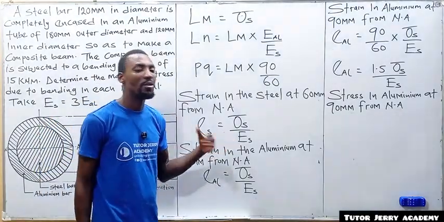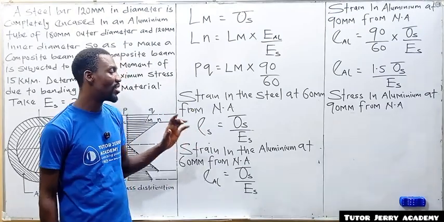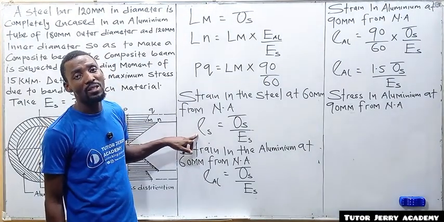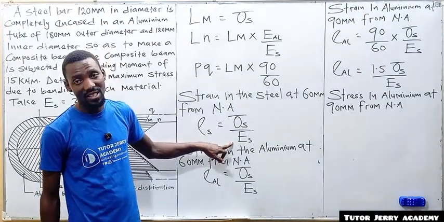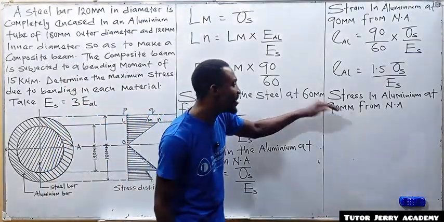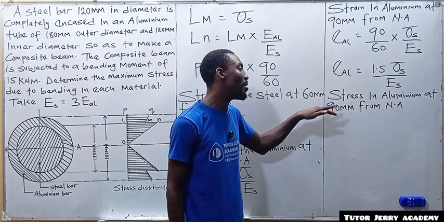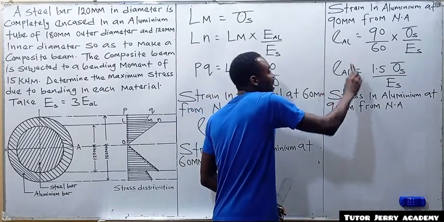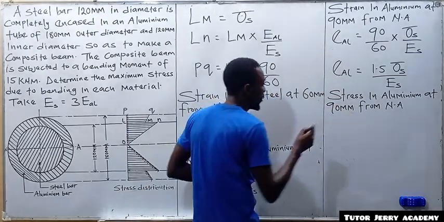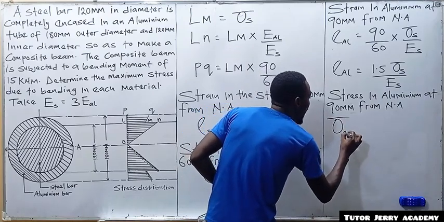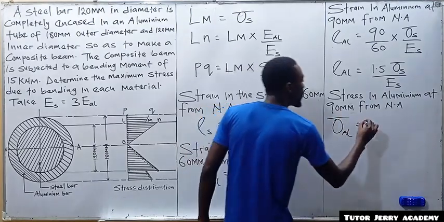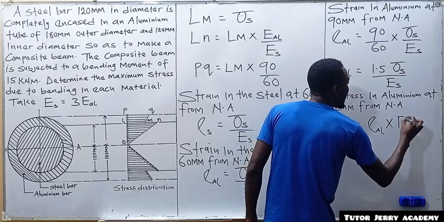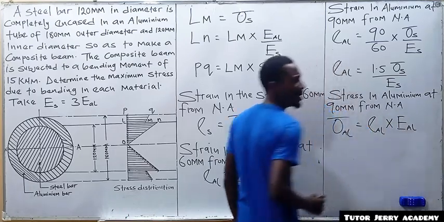From Hooke's law, we know that stress is strain multiplied by the modulus of elasticity. But we are dealing with the stress in aluminium at 90 mm from the neutral axis, so the stress in the aluminium is equal to the strain in the aluminium multiplied by the modulus of the aluminium. I hope you understand.